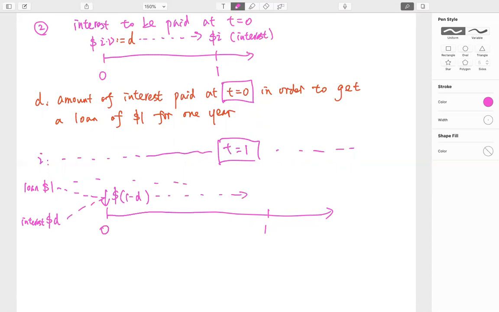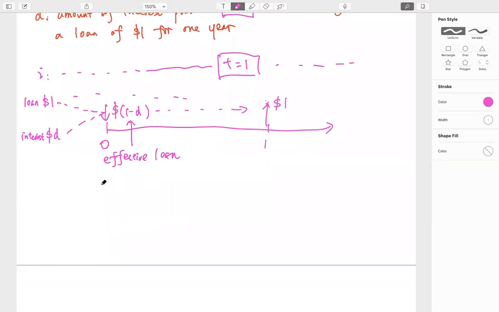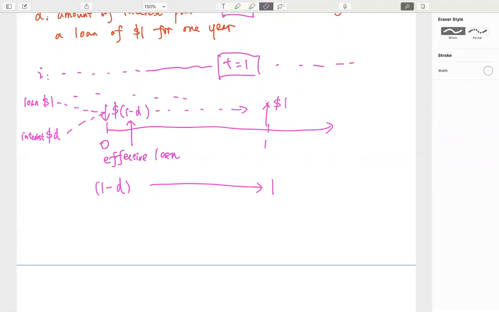At time 1, you pay back $1. You only pay the principal because you have already paid the interest at time 0. So sometimes we call this the effective loan, because effectively you borrow 1 minus D and you pay 1. So in this effective setup, we know 1 minus D at time 0 will grow to 1 at time 1. So right. Now let me erase this.